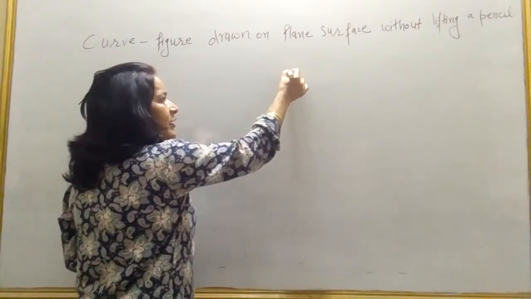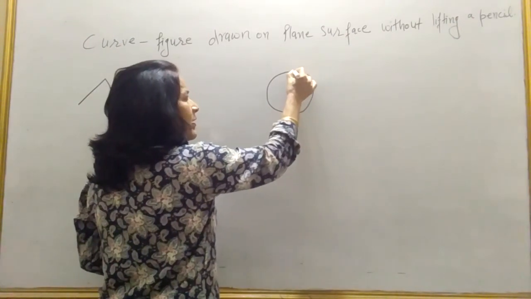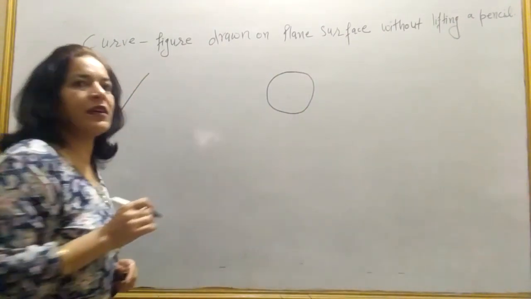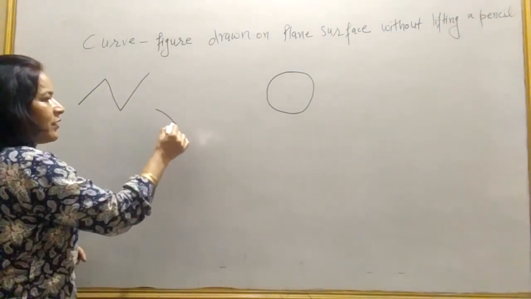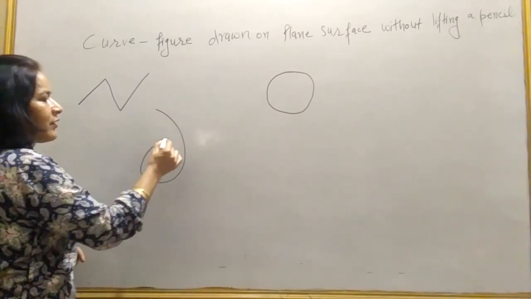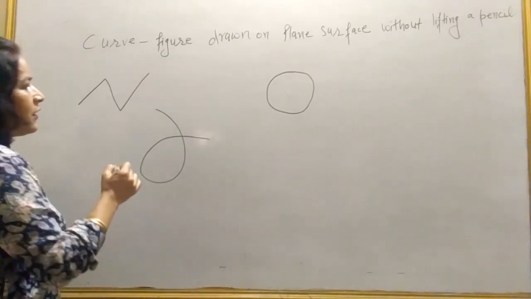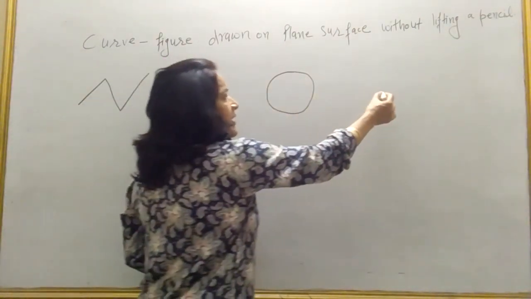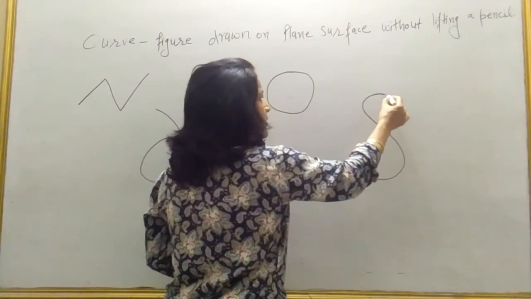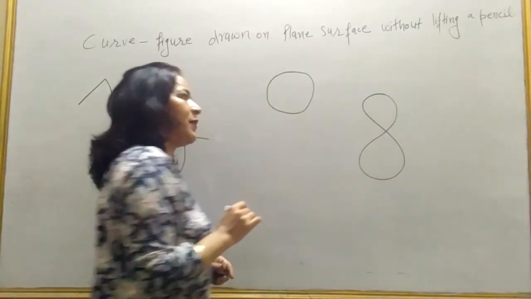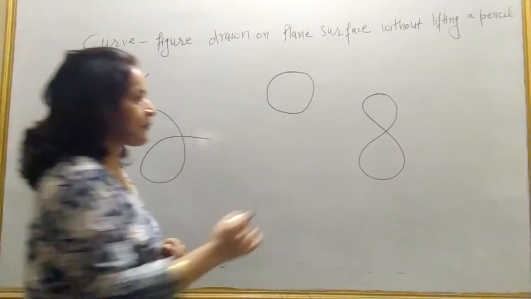I start here, joining different points without lifting a pencil and reach here, and this is a curve. Again, I start from here and end here, it is a curve. I start from here and end again at the same point, this is a curve.